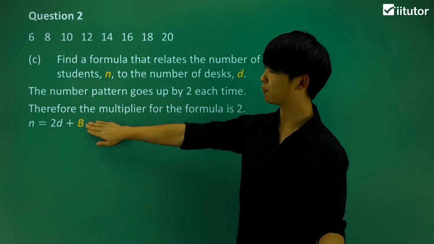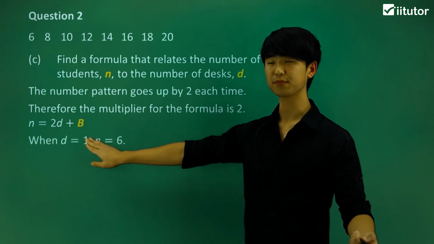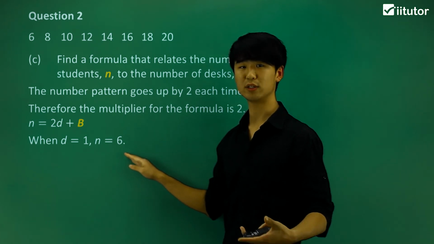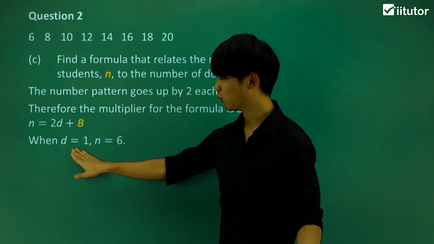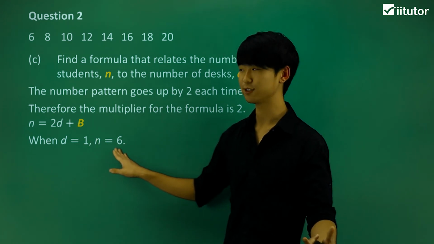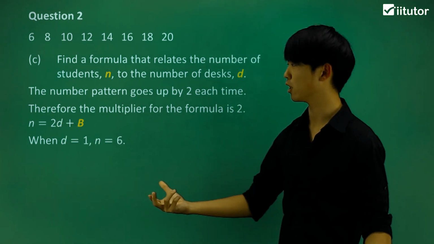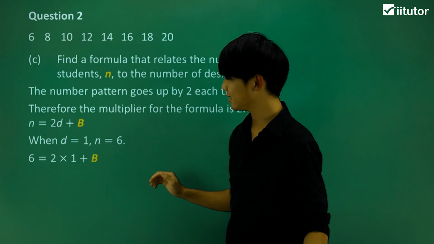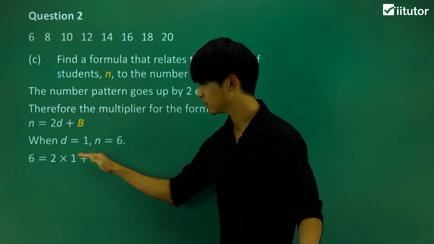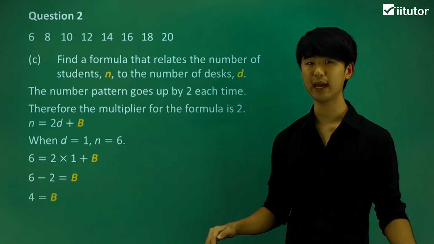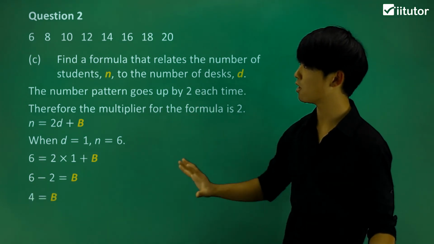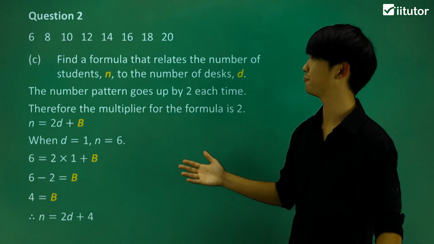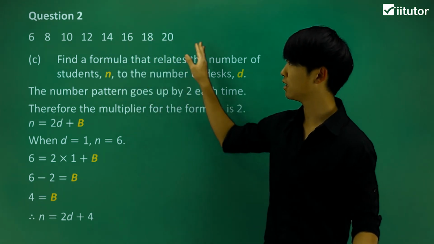So we have this formula, and we want to find B now, because that's the value that we don't know. So I'm going to use these two values. So I know that when D equals 1, N equals 6. So what that's describing is, well, when we have 1 desk, we have 6 students. Okay, so if I put that into my formula, it should be true, and it should work. So that's what I'm going to do. So in that formula, I'm going to replace D with 1, and my 6, I'm going to replace in the N. Okay, so let's try and simplify this down. And my B equals 4. So let's rewrite my formula with all my numbers. N equals 2D plus 4. Okay, so that's the formula that describes this pattern here.